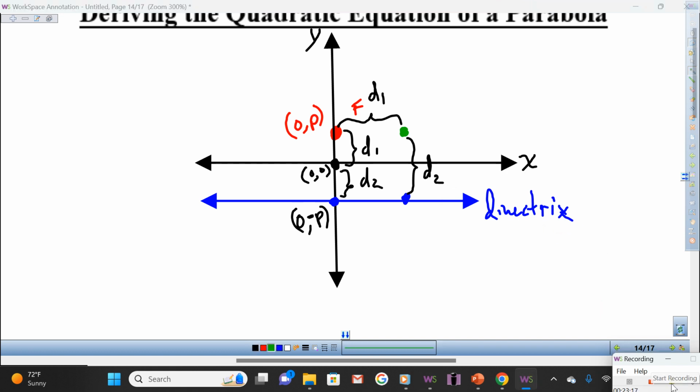Give me a second. How are we doing? Good? So let's label these points. This one, we're just going to label it X, Y.